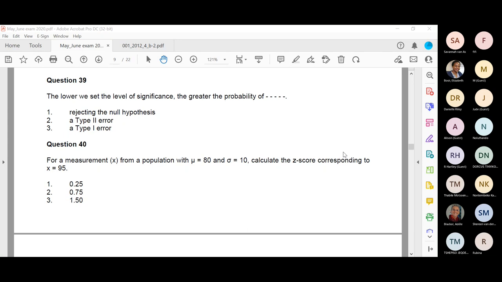Because if you are less likely to reject the null hypothesis even though it is false, then you are committing what we call a type two error. So the answer here is type two. Type two, yeah, I agree.